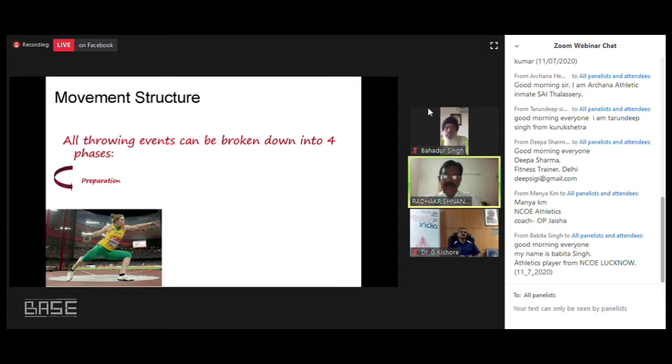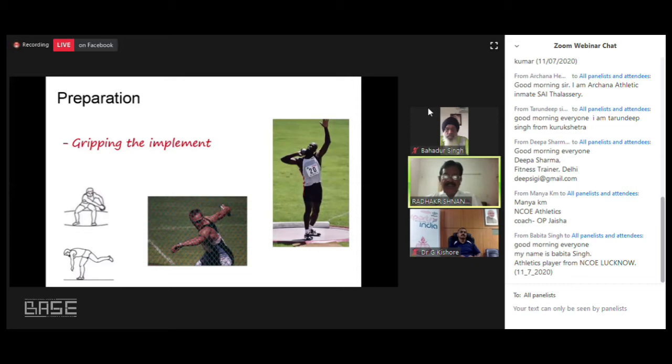Delivery and recovery. Let us go through each of the phases. First is preparation. In the preparation, we teach the athletes how the implement is held and gripped, for shot put, discus, javelin and all, and assuming a perfectly balanced position to start the throw. Also concentrating for the event to perform. How? By thinking of the model and concentrating to start the throws. So this is the preparation phase.